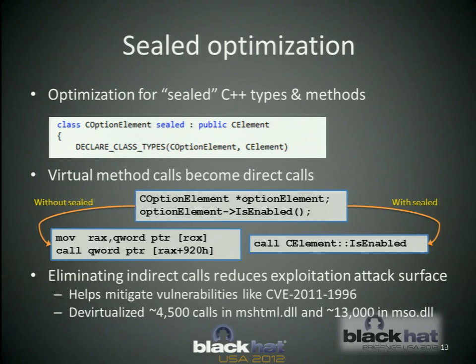Essentially, the upshot of this is if the attacker did have some way to corrupt this vtable in the C++ object header, they can no longer just directly leverage that with the virtual method call to gain control of code execution, because we're no longer even referencing that vtable for these devirtualized function calls. And to give you an idea of some of the impact this has, we've devirtualized around 4,500 virtual function calls in MSHTML and IE10, around 13,000 in MSO in the new Office.